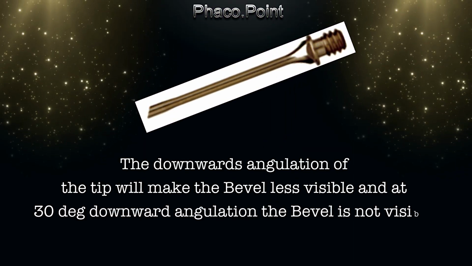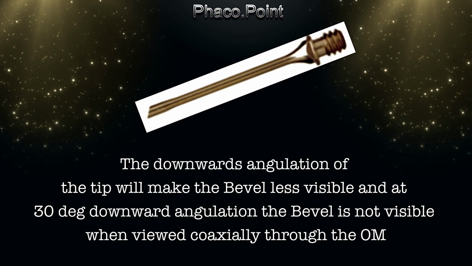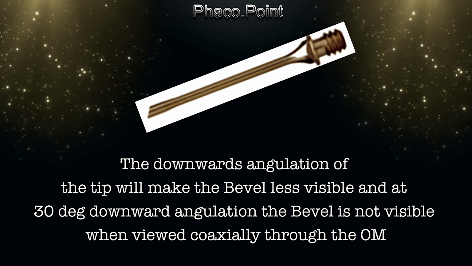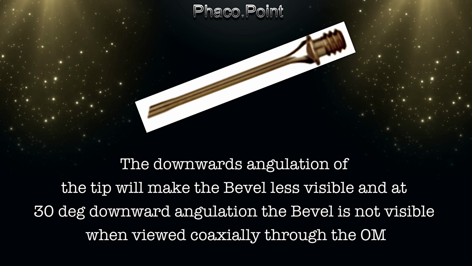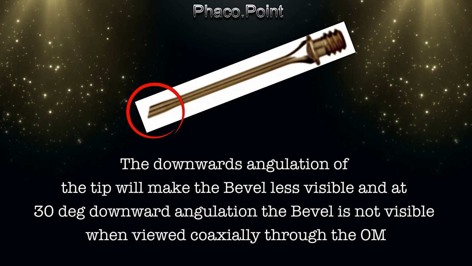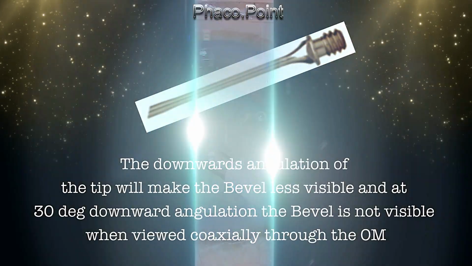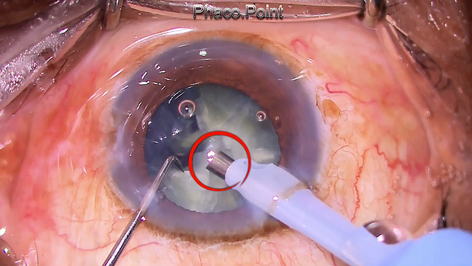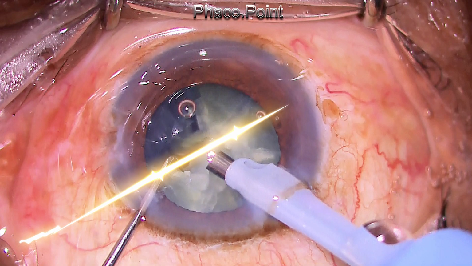When the tip is being held at the iris or the supracapsular plane in the bevel up position, the downward angulation of the tip will make the bevel less visible. And if you are angulating the tip at 30 degrees in the downward direction, the bevel is not visible when viewed coaxially through the operating microscope. Now, this is a very subtle sign.